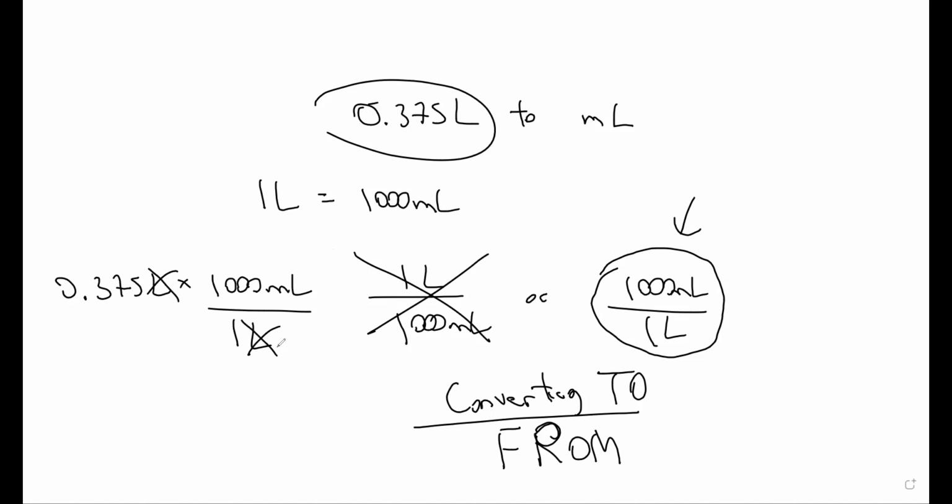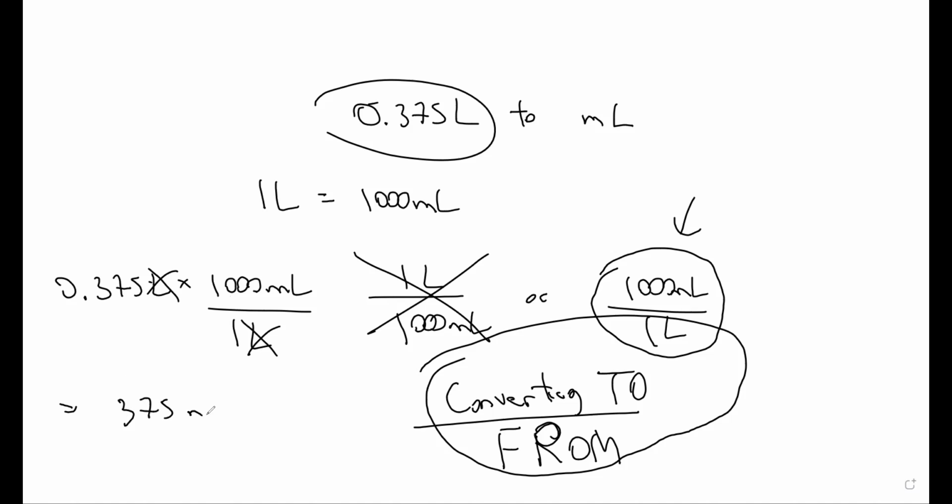And then at this point, you just do whatever the numbers tell you to do. If there's a number on the bottom, then you divide by that number. If there's a number on top, then you multiply by that number. Sometimes it's multiplication, sometimes it's division. But the important thing is that you set it up using this rule. That's the format you use. So what are these numbers telling us? 0.375 times 1,000, which is 375 milliliters.